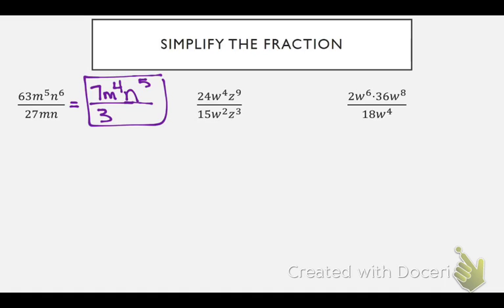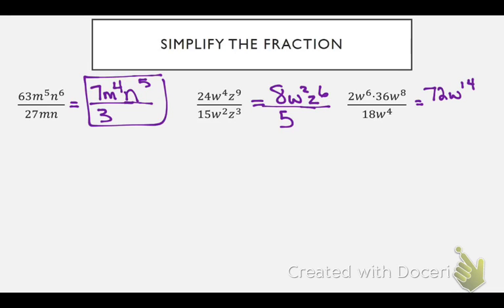Okay, 24 over 15 reduces to what? 8 over 5, yes. W squared z to the 6th on top. Who got that one right? Okay, good. We're doing well. All right, now on the third one, you multiply 2 times 36 to give you 72. W to the 14th. Did you get that part?